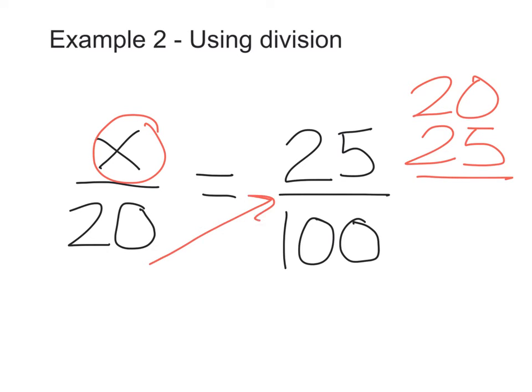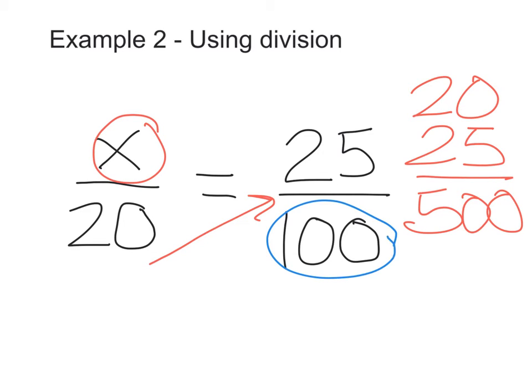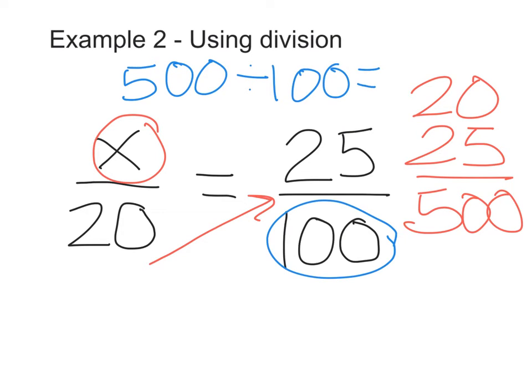$20 times 25 is 500. Next, we are going to use the number that we didn't use in the multiplication step. In this scenario, it's 100. We are going to take 500 divided by 100 to get 5. This means that X equals 5.